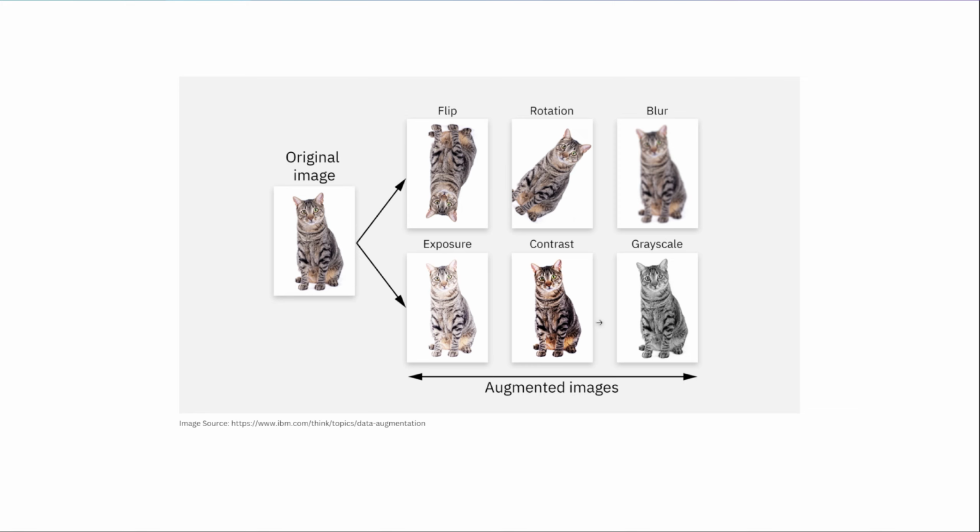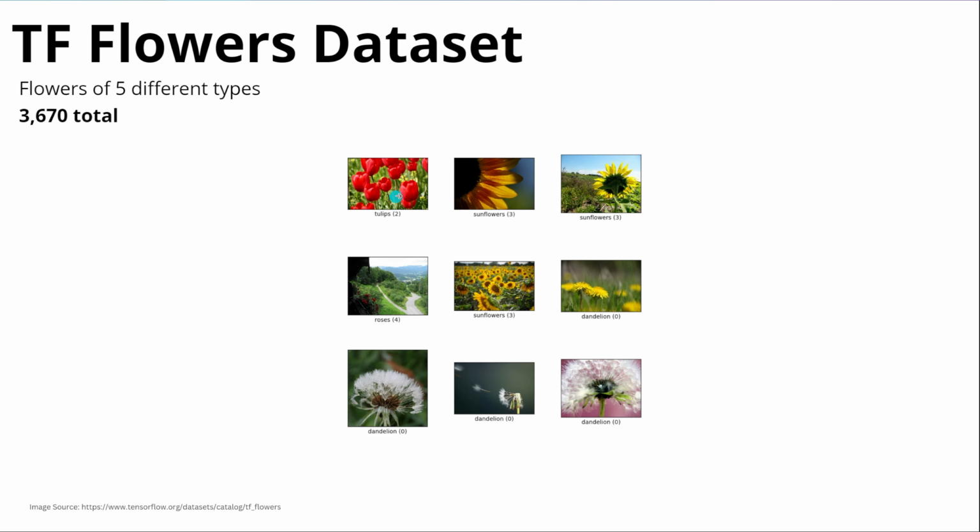So that is the real power of data augmentation, and that's what we're going to get started with. We're going to start by training a classifier that can recognize flower types without data augmentation, and then I'll be showing you guys how you can add data augmentation using TensorFlow and using Keras so that you can improve the results of your model.